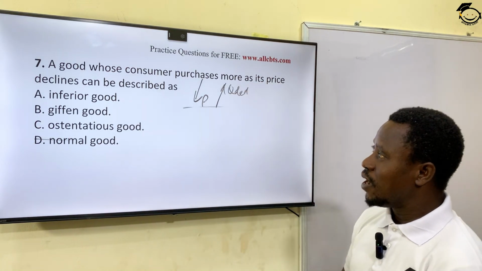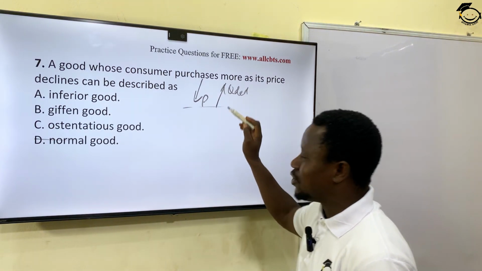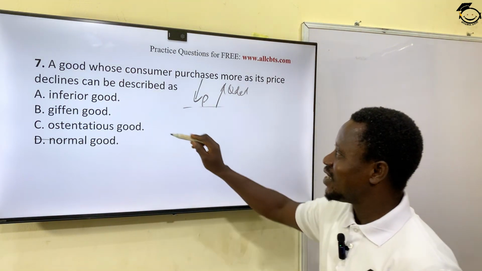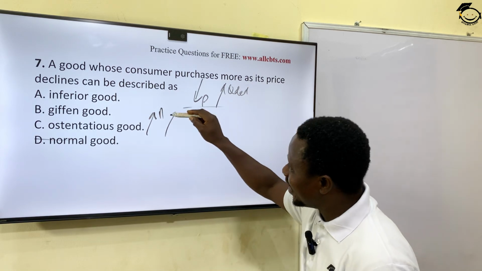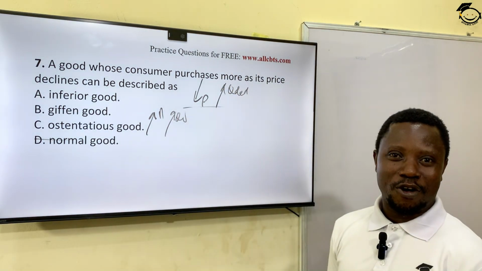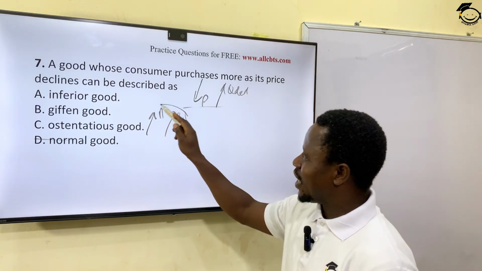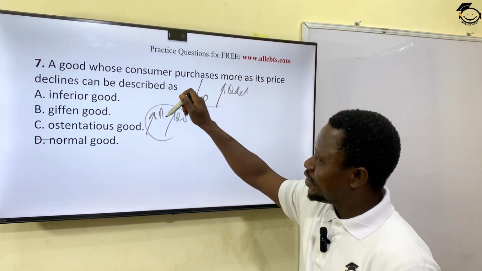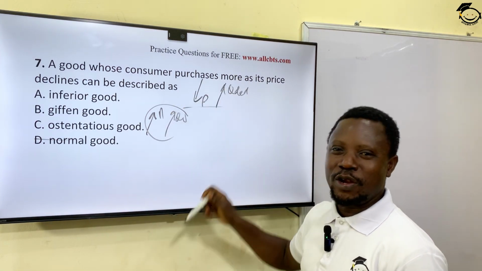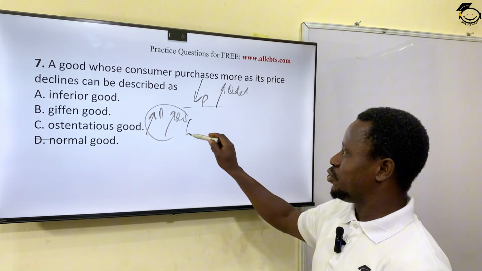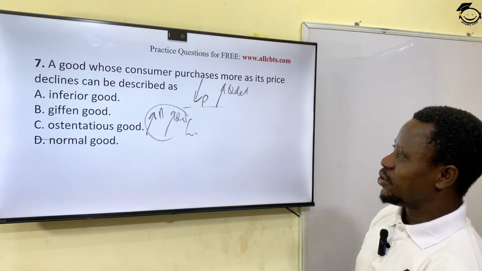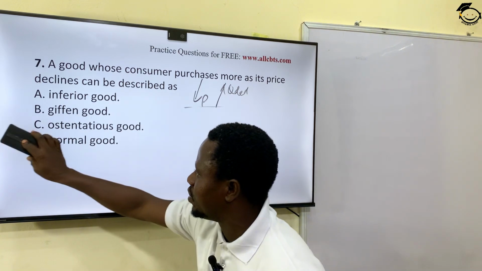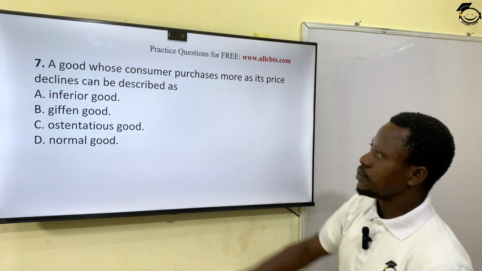So this is simple law of demand. And this happens to any good. So inferior good, given good, ostentatious good, normal good. The correct answer here is what? Normal good. Any normal good will obey this law. But an ostentatious good does not obey this law. Why? The higher the price, the greater the quantity bought. People assume that the more expensive that product is, the more value it has. And that's what we call luxurious goods. So the correct answer to this question is option D, normal good.